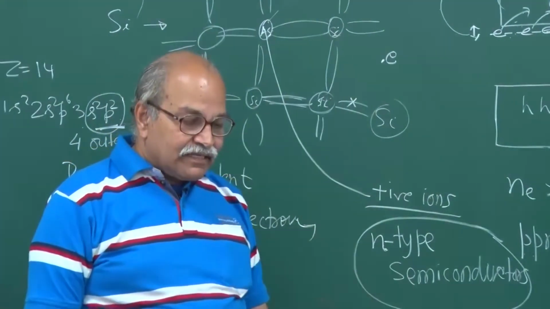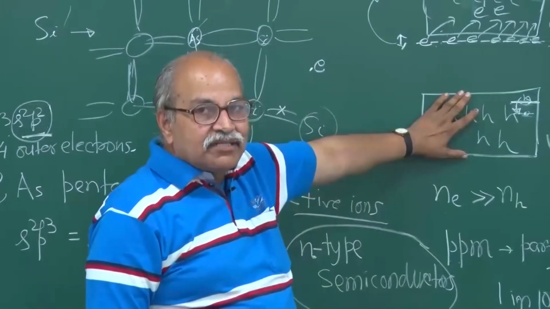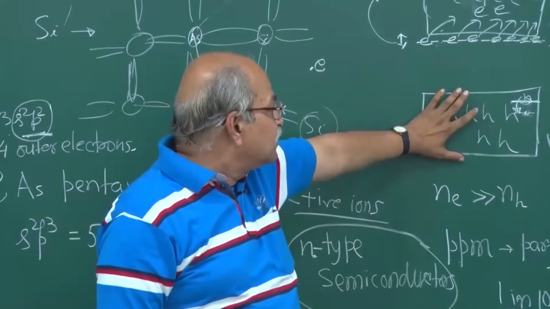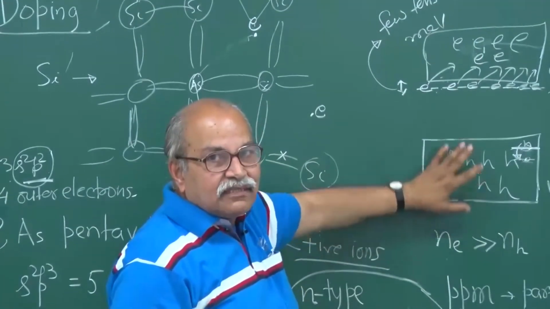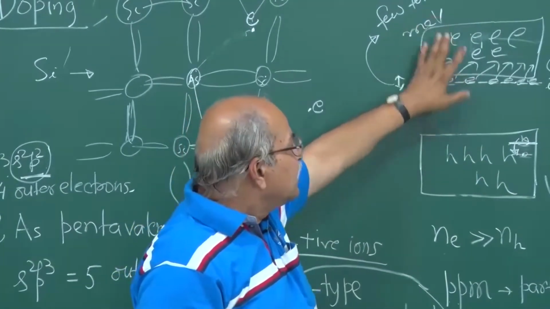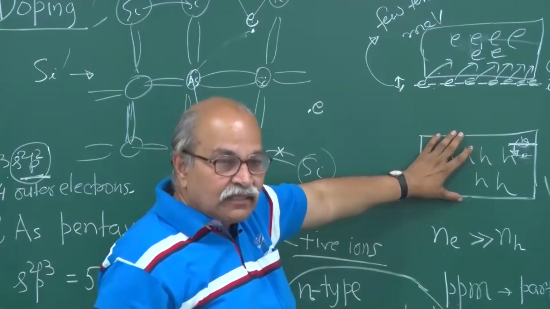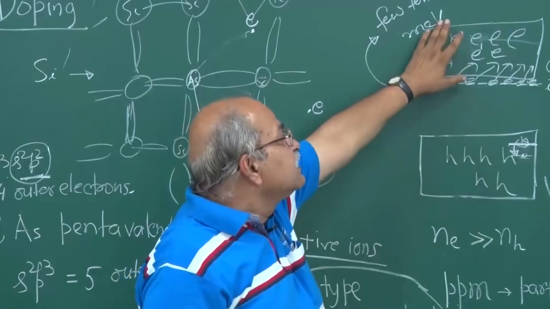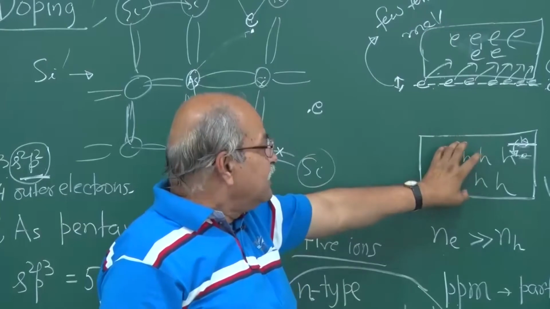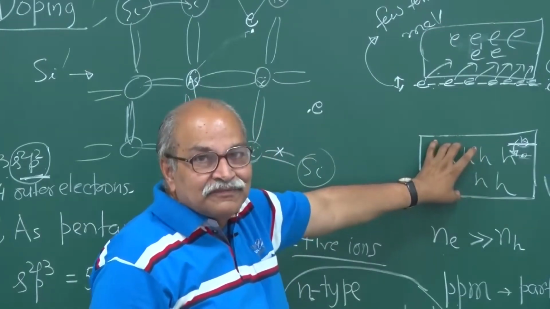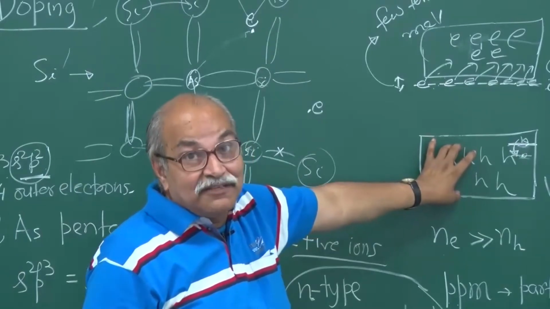Now a very interesting thing happens. What happens to the number of holes? In the intrinsic case, we have some number of holes here, some number of electrons here, and the numbers are equal. The number of conduction electrons is the same as the number of holes for intrinsic semiconductors. And now you are putting in some impurity, increasing this Ne. This Ne is increased, that is fine. Is there any effect on the number of holes? Yes, there is an effect, a profound effect. Why?